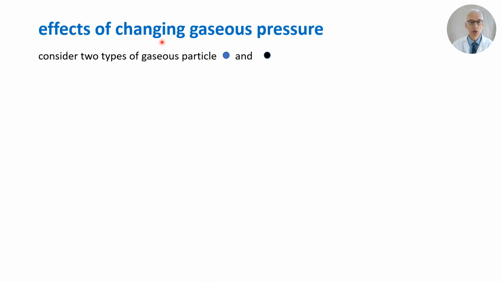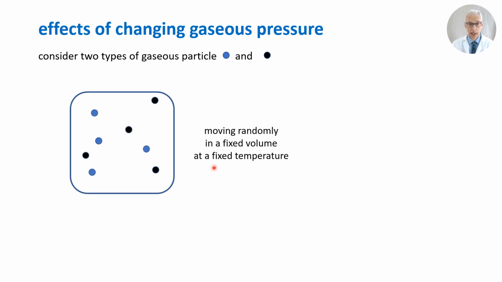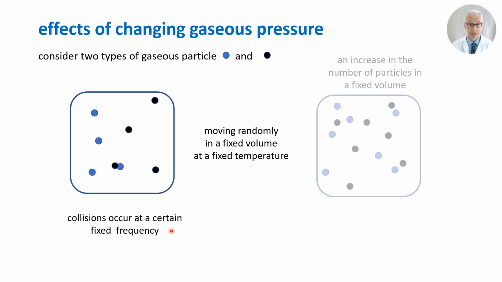Moving on to effects of changing gaseous pressure. So, same format as the previous slide, two types of gaseous particle, a blue and a black. In a fixed volume, at a fixed temperature, they are moving randomly. Of course, collisions occur at a certain fixed frequency, a certain fixed number of collisions per second.